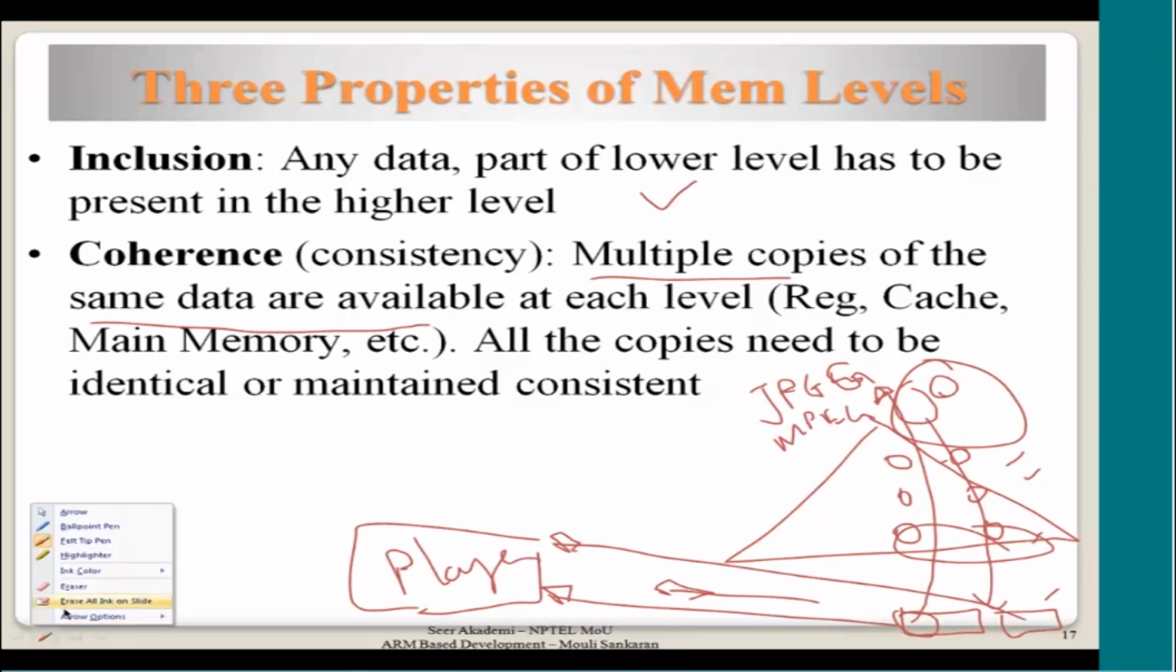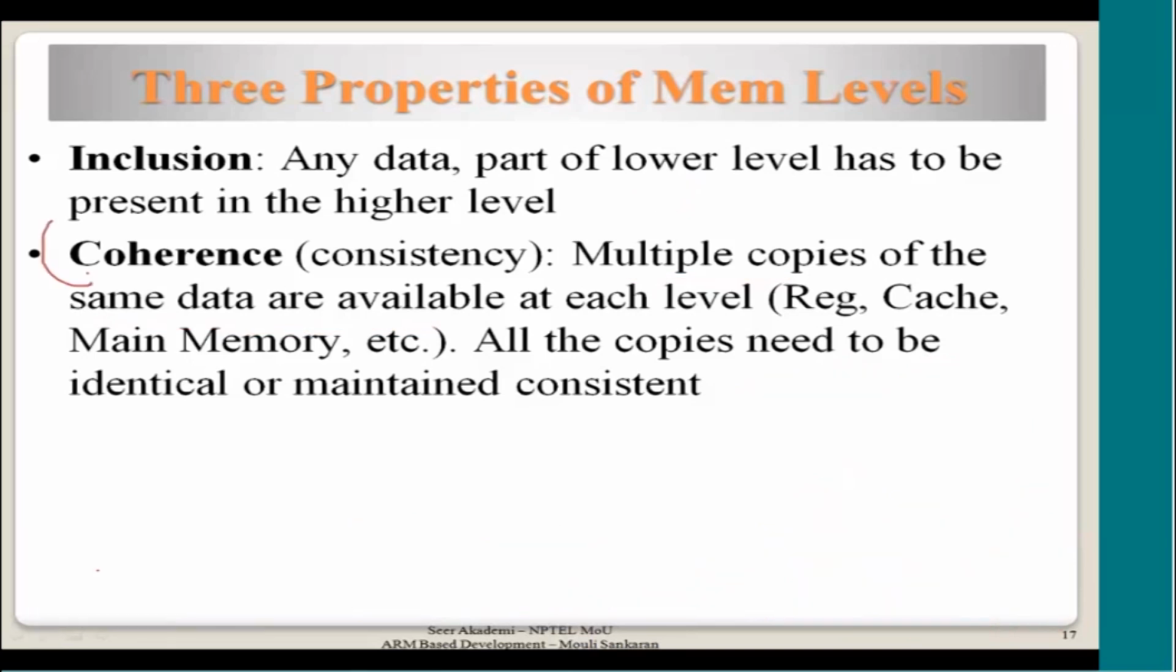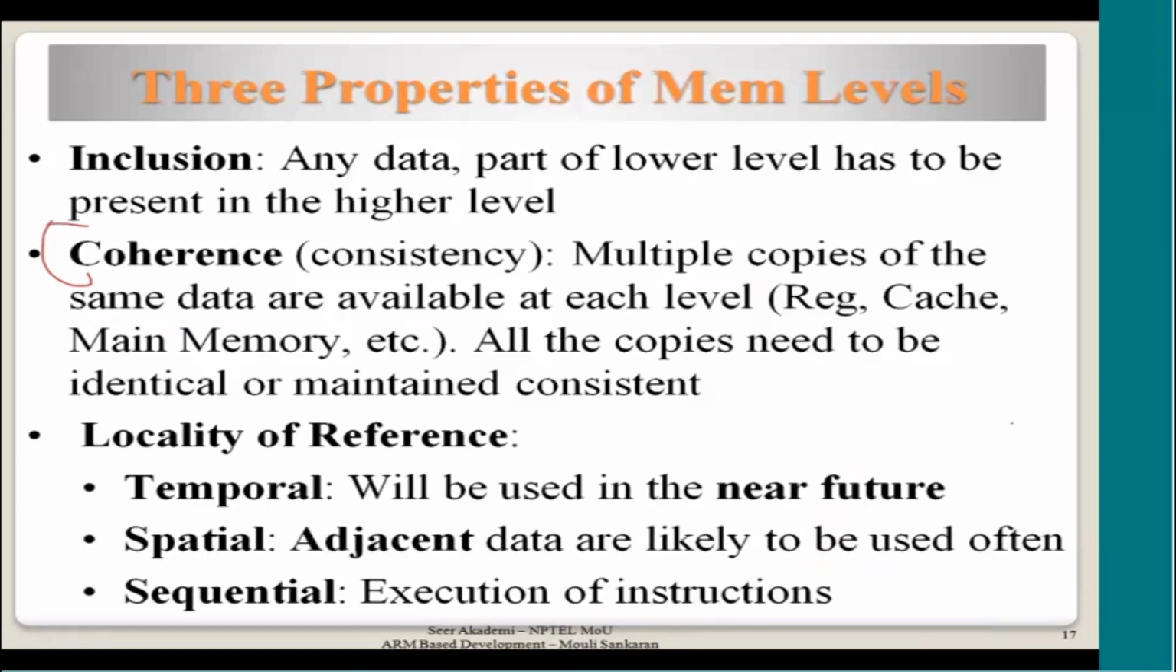So coherence is another property which you should all keep in mind, and if you can relate it to the real application, it will make sense. And locality of reference I have talked about so many times that by now you are all familiar, so I don't want to talk about it here. So these are the three different properties in the memory hierarchy.